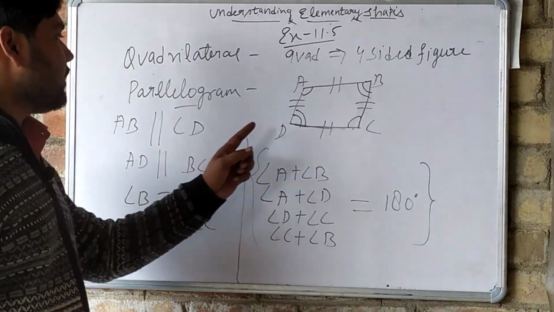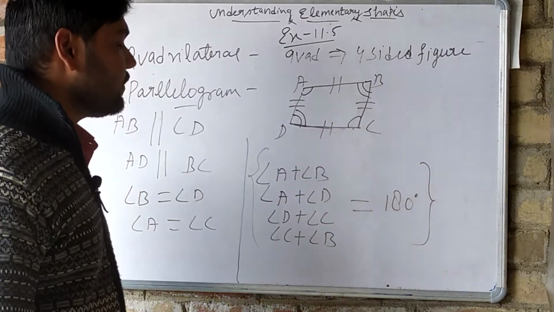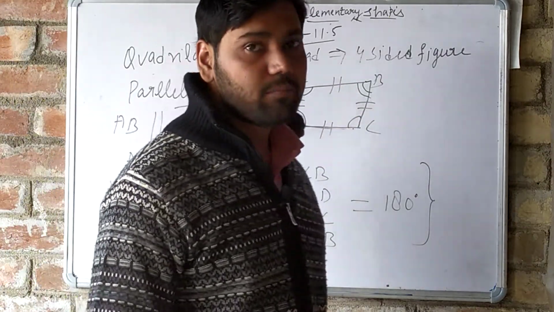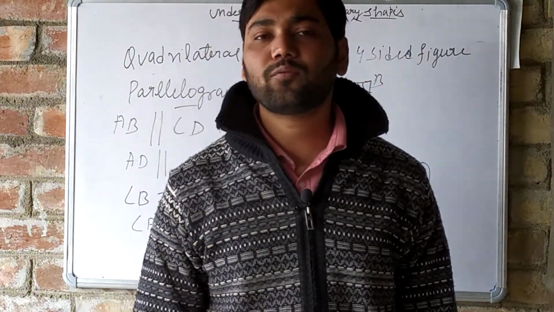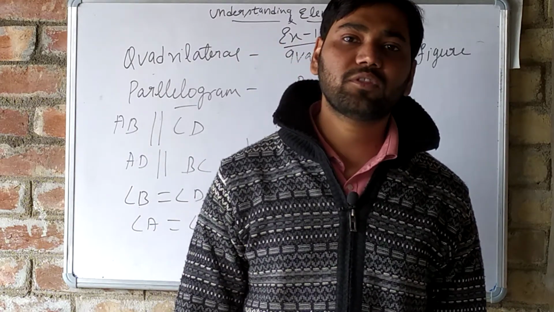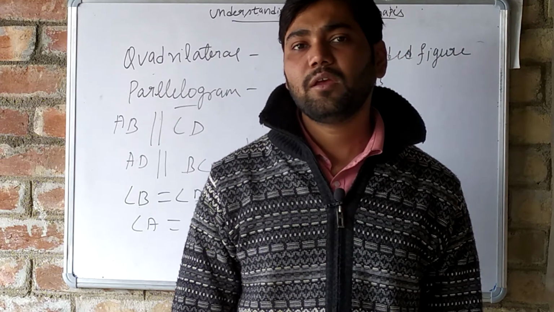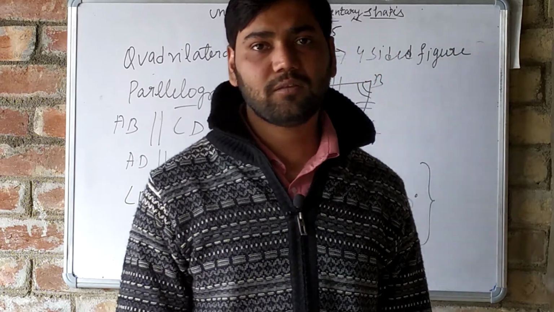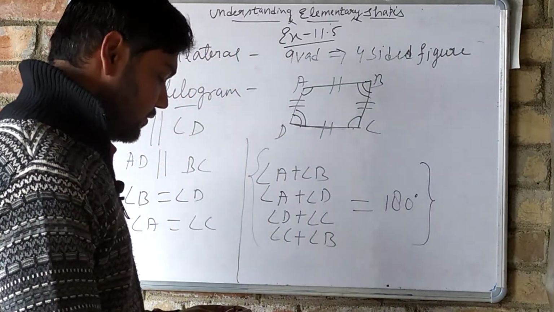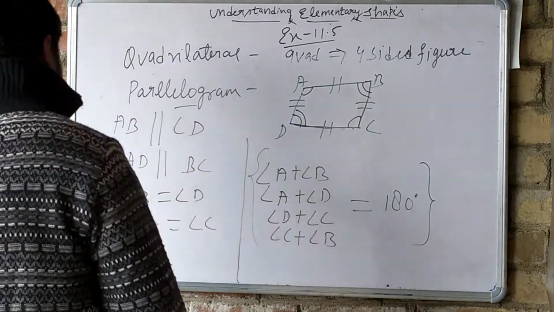And AB is parallel to DC and AD is parallel to BC. Parallel never means they are of the same size, only that they are parallel. Parallel doesn't mean AB is the same as CD, equal. AB is parallel to CD. Understand? Not the same. So these are the properties of quadrilaterals I have explained to you.